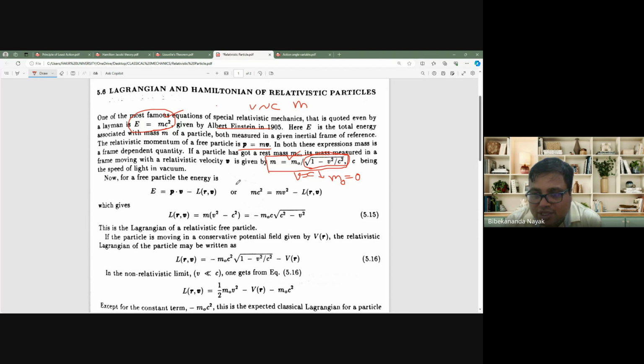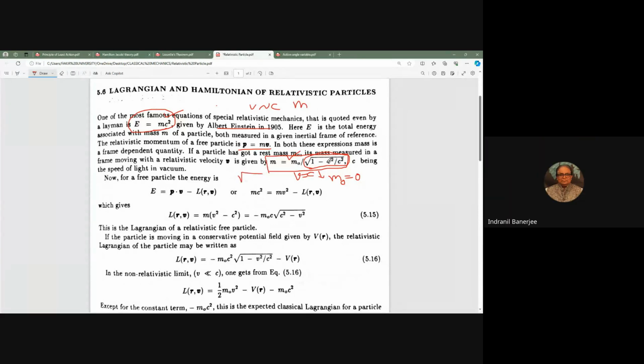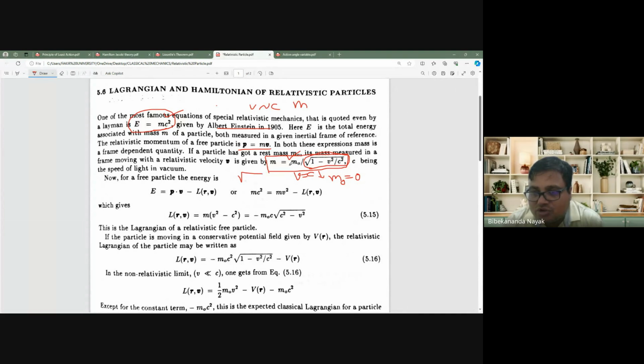For v is equal to c, v square by c square is 1. So the square root of 1 minus v square by c square is how much? It will be 0, sir. 0. Total denominator 0. So here we have 0 by 0. If v is equal to c, then it is 0 by 0, which is non-zero.